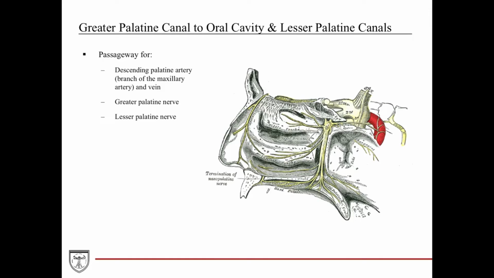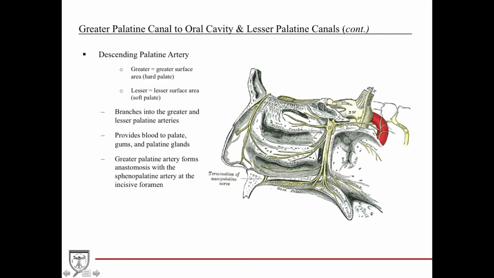So this is a beautiful image right here. I mean, you can see it perfectly. Here, right here, would be a portion of the PT fossa. This is your greater palatine canal descending down, and this right here is going towards the hard palate. This goes to the soft palate, and this is where you have your greater and lesser palatine nerves passing down in this direction. So the descending palatine artery also passes through here.